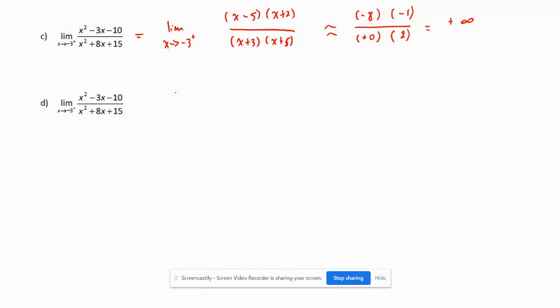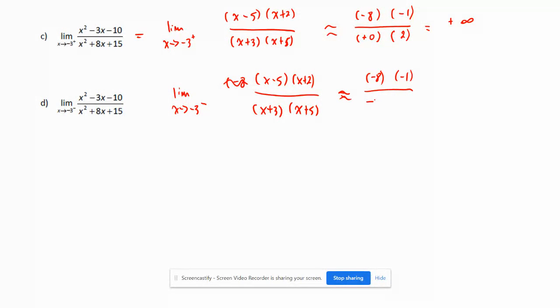Now the same thing when I do the limit as x approaches -3 from the left. Almost everything's going to be the same. It's still going to approximately equal -8 on the top, and a -1. But now, if I'm approaching from the left, it's like -3.000001. It's going to equal a negative number close to 0, and then a positive 2. We're going to have positive over negative equals negative infinity.